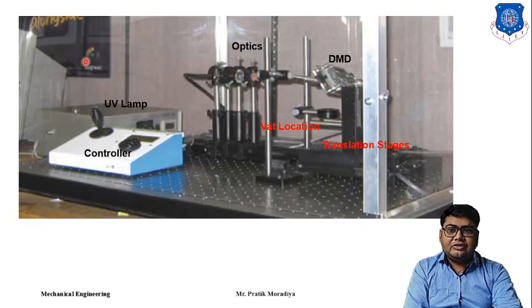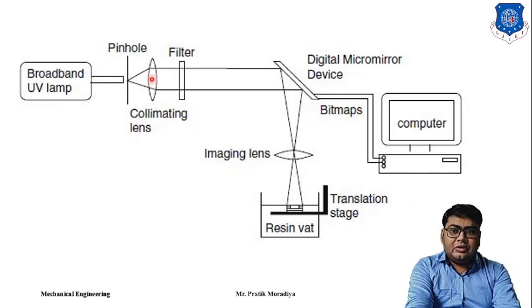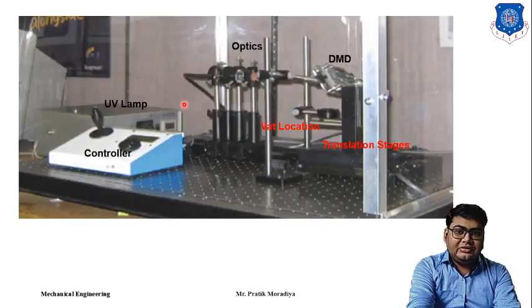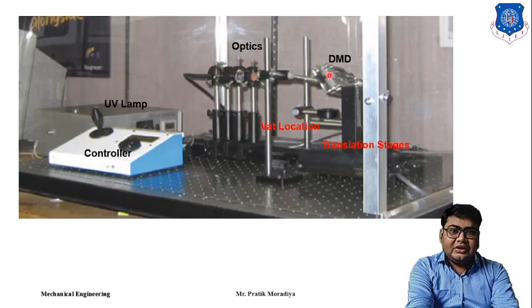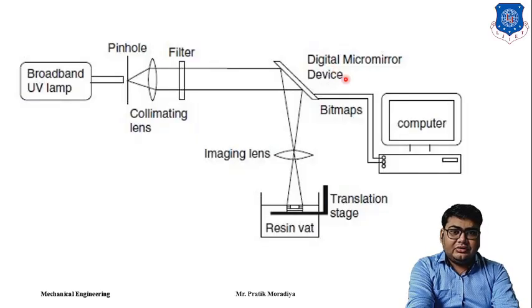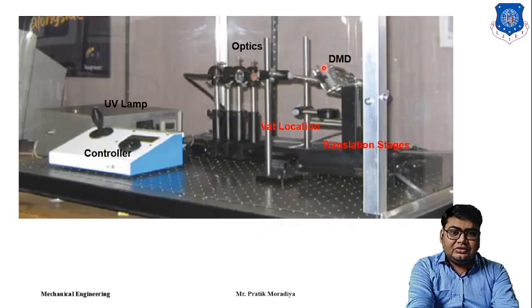Now this is the actual setup. This is where the light source comes from. It is the UV light lamp. Then there will be some optics, the things we see like a pinhole. Let me show you. This pinhole, collimating lens, and filters, all these things are the optics. Then there will be this mirror. This digital micro mirror device, the DMD, will be rotated or adjusted to make sure that the light is imparted exactly at the point where we want.